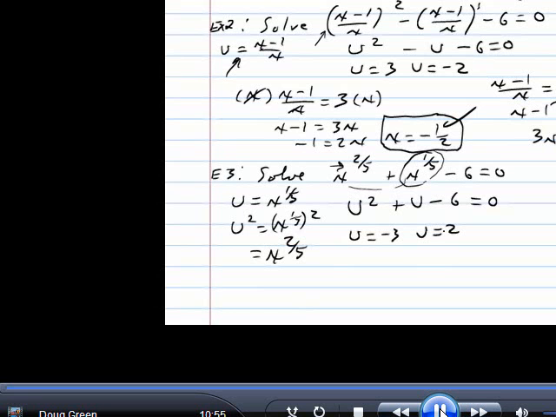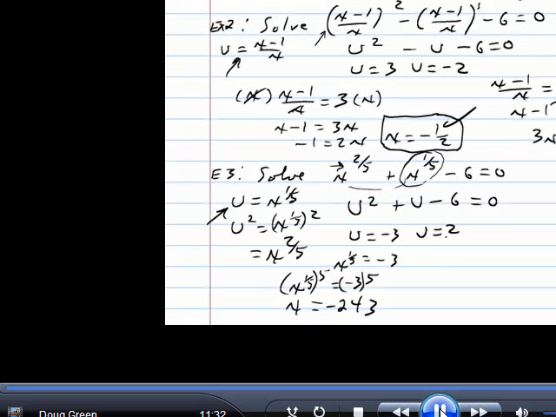So what we have to do is go back, and instead of saying u equals negative 3, u is x to the 1/5. So we'd say x to the 1/5 is negative 3. And if we want to get rid of the 1/5, we could raise both sides to the 5th power. And we would get x is equal to, now negative 3 squared would be 9. So negative 3 to the 4th would be 81 times another negative 3. That would be negative 243.